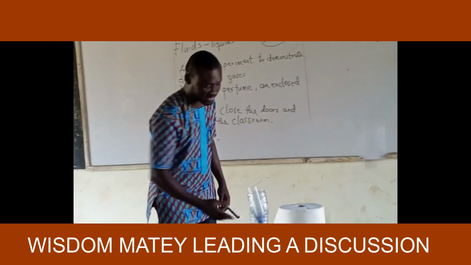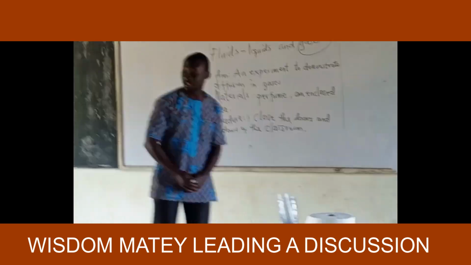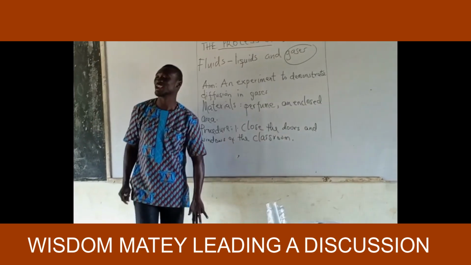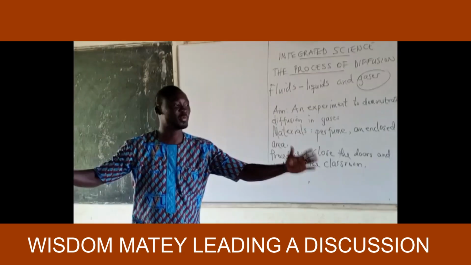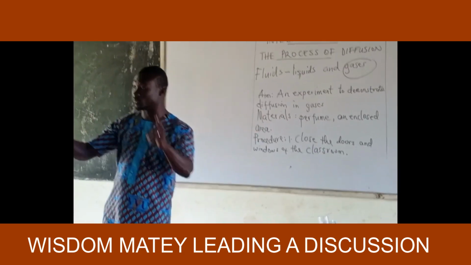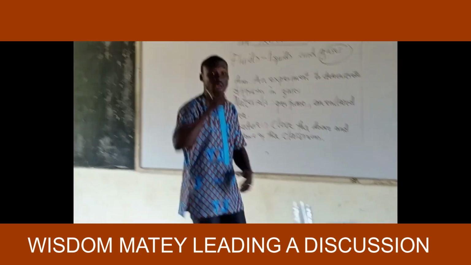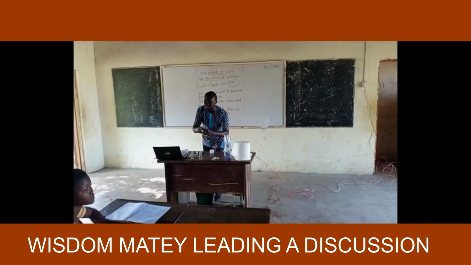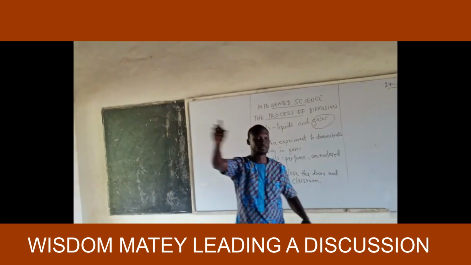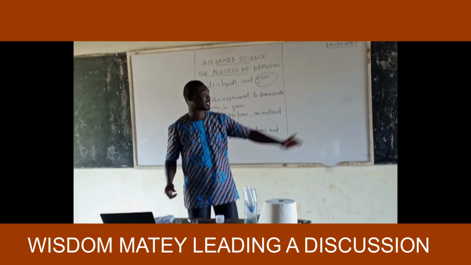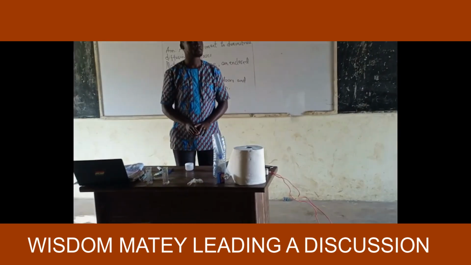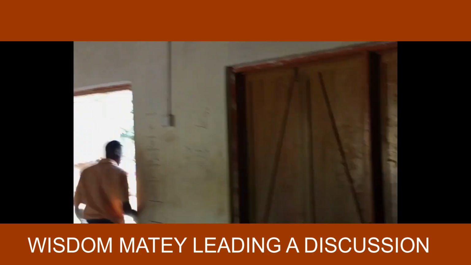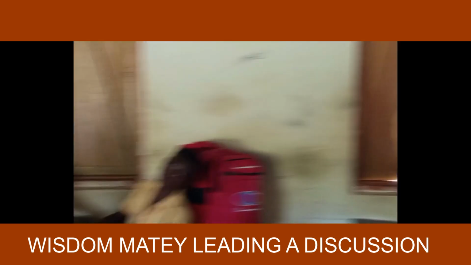In the end of term exams, I can ask you a question: in demonstrating diffusion in gases, why should the place be an enclosed area? You have to prove it and give an example. So let's start closing the windows and doors now. This is our material, this is our perfume that we are going to use. Some of us should also close the door and switch on the solar so that there will be light here.